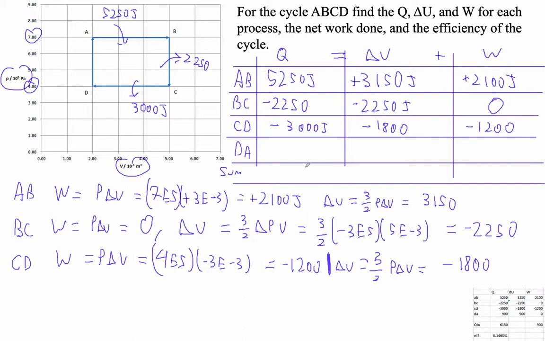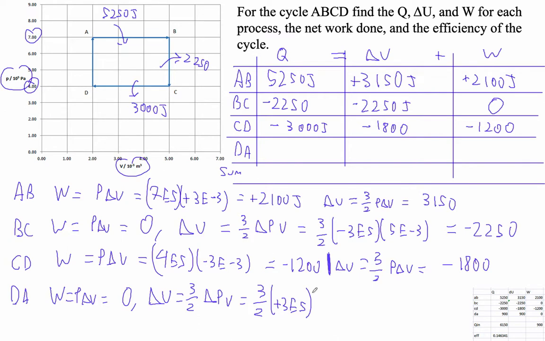Okay, so let's see. All right, we're almost done. So let's look at DA. Process DA, right? Work is pressure times change in volume, which is 0 because there's no change in volume, right? Change in internal energy is 3/2 delta PV, right? So it's 3/2. Our change in pressure is positive 3 times 10 to the 5th, right? And then our volume is 2e minus 3, right?